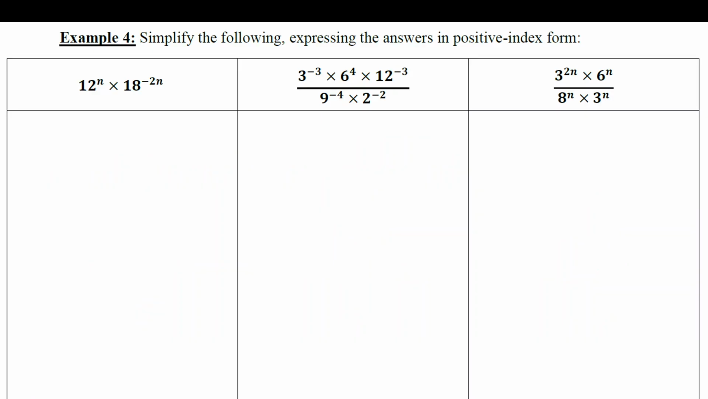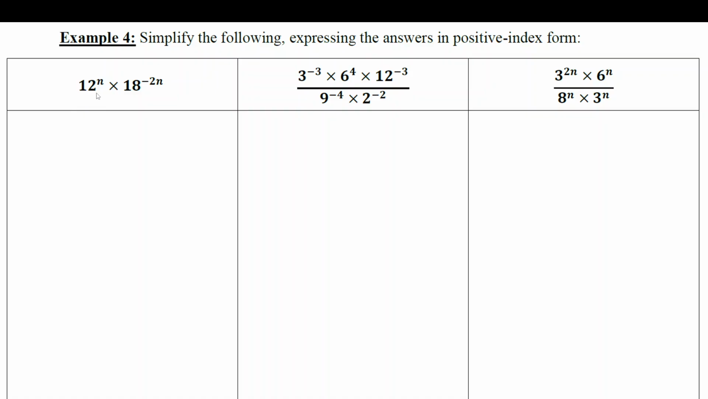Okay, so simplify the following, expressing the answers in a positive index form. Firstly, if I was to break down the number 12, okay, I can have either 6 times 2, I can have either 12 times 1, but again we want to ignore the ones. But another one we would have is 3 times 4.